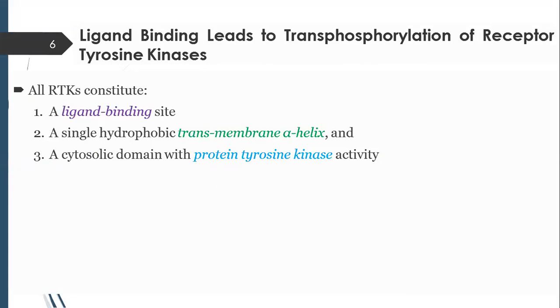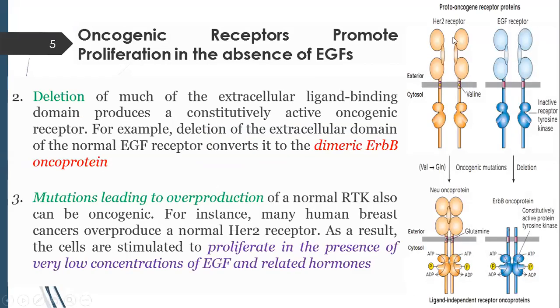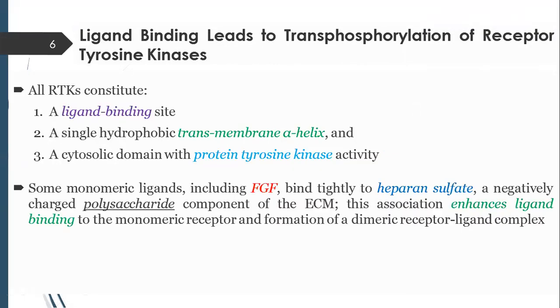So after that, when we talk about these receptors, they have three parts. The first one is the ligand binding site. The second one is the single hydrophobic transmembrane alpha helix, and the third one is the cytosolic domain. So these are the three parts: the ligand binding, the transmembrane, and the cytosolic portion. This constitutes the receptor tyrosine kinase receptors.